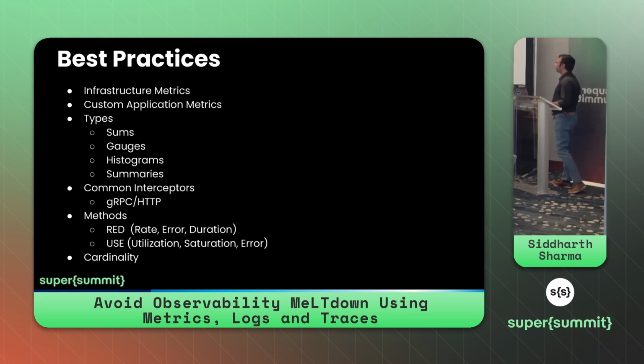Again, when it comes to common interceptors, if you have some common shim layer for your infrastructure and application level, you should look at gRPC and HTTP interceptors. Just do it once, that way your application team is not bothered.